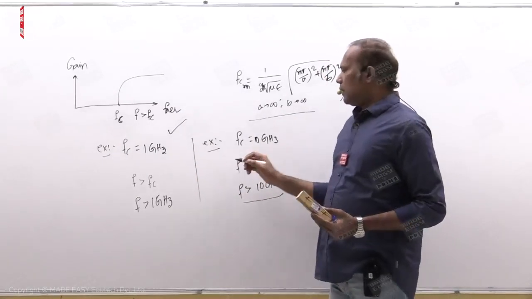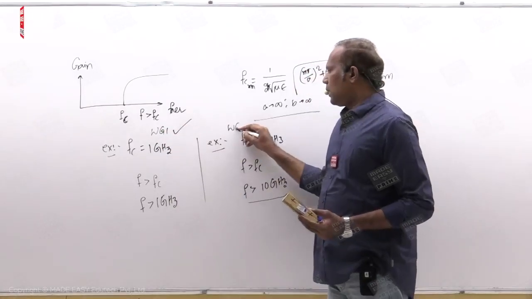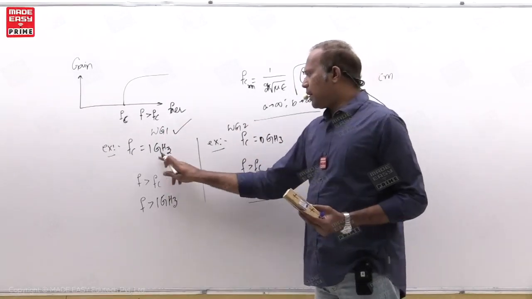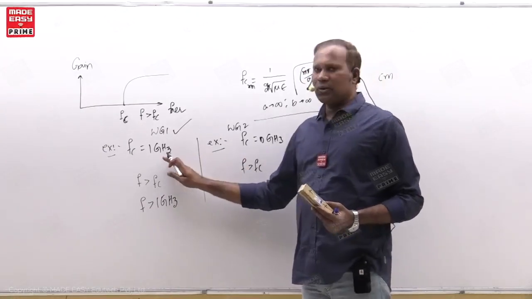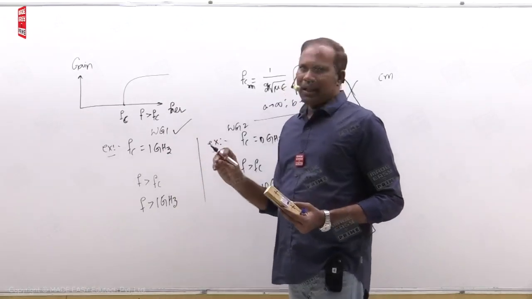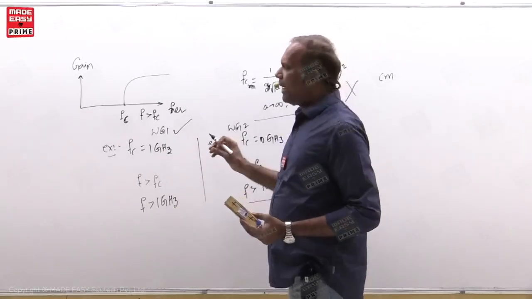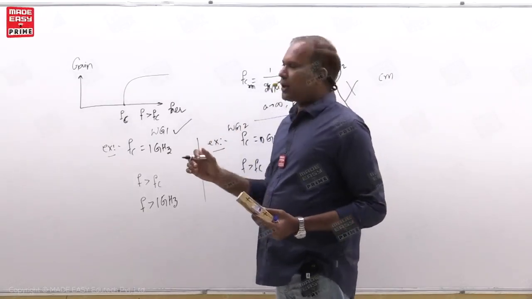Finally, I told you there are two waveguides, waveguide 1 and waveguide 2. This has cutoff frequency 1, this has cutoff frequency 10. So among them, the better one is this one, so that you can send more frequencies in this. That is why a dominant mode is defined like this. The demand is that the lowest cutoff frequency should be there, that means highest cutoff wavelength.